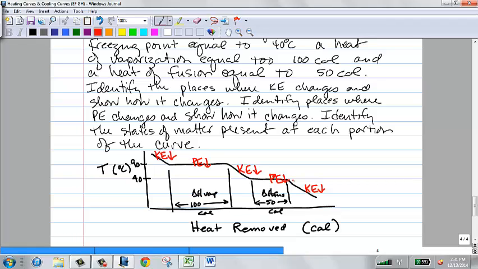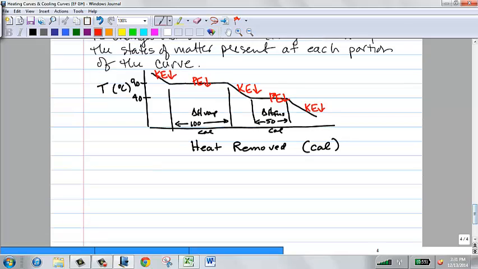And then finally, it says identify the states of matter present at each portion. Things can get a little crowded, so sometimes it's helpful to label points A, B, C, D, E, F, and then you could say from A to B, you only have a solid, and from B to C, you have a solid changing. When the kinetic is up, the potential is constant. When the potential is up, the kinetic is constant. Sorry, that was my heating curve. From A to B, I have a gas. From B to C, I have a gas that's condensing to liquid.